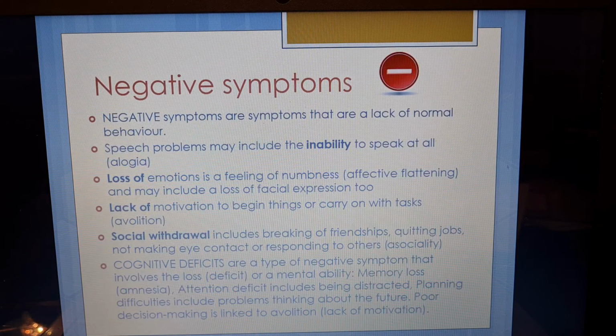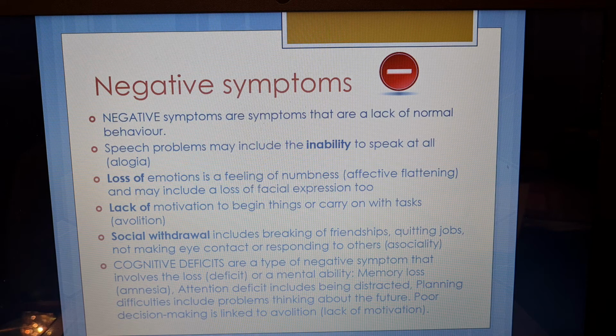The negative symptoms are characterized by a lack of something. So a normal person is able to speak coherently, whereas a schizophrenic patient has an inability to speak, a loss of emotion also. So the negative symptoms are really a lack of normal behavior. So speech problems, so there's an inability to speak, alogia. A loss of emotions is a feeling of numbness, affective flattening. So in other words, they may show very little emotion or no facial expressions at all when they're talking. Lack of motivation to do things.